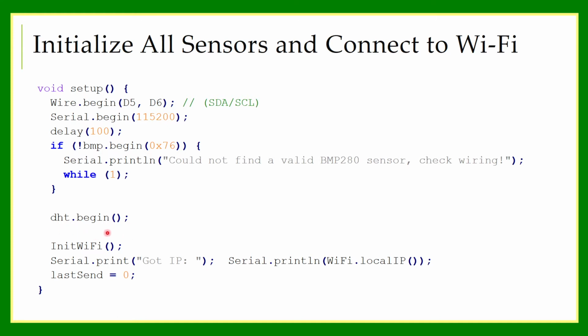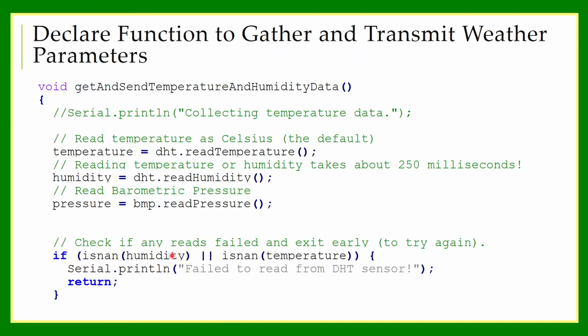DHT begin, again we initialize the DHT sensor. Init Wi-Fi, the previous code that we saw, we connect to the Wi-Fi. Then after we connected to Wi-Fi, you can print the local IP address. And this variable will be used to determine whether we have sent the data, or when we have sent the data.